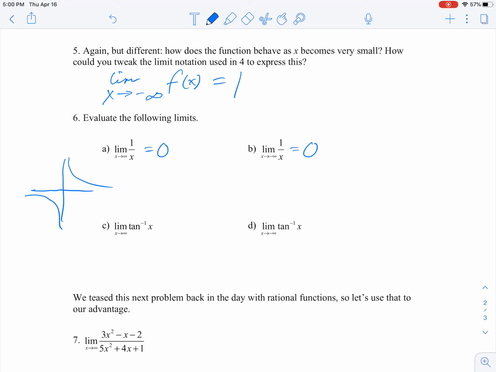Now, let's exit the realm of rational functions and think about other functions that have asymptotes. Inverse tangent. Happily, this is one also that we've already looked at. And I want you to take a moment and dig back in your brain or look it up online. What were the horizontal asymptotes for the inverse tangent function?